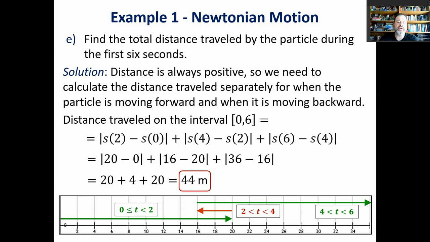And there's a nice little diagram that I made just to help visualize what's going on. Right? Even though the particle is moving backwards, it still counts as distance traveled. So its total displacement is 36 meters. Distance traveled, 44 meters. All right, let's keep going.